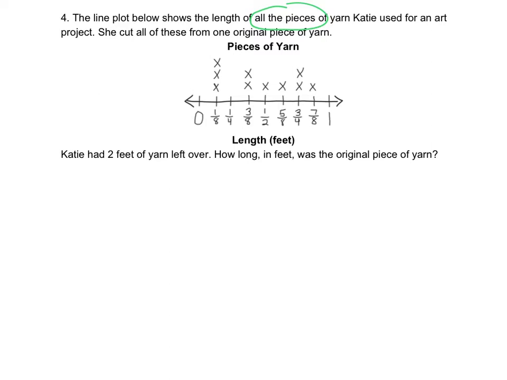So I have a line plot, and the fractions below and whole number are the length in feet. And then they tell me how many times. So I have 1/8 and I have 3 x's. So that means I have 1/8, 1/8, and 1/8. Or I have 1 x above 1/2, so only 1/2 of a foot of yarn was used for that piece. So let's keep reading.